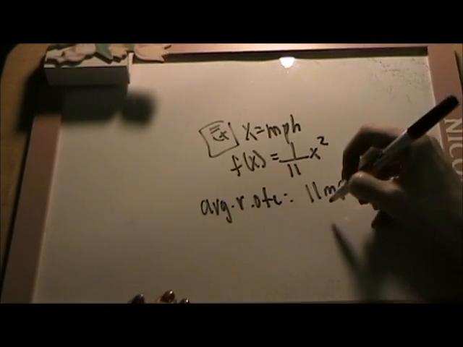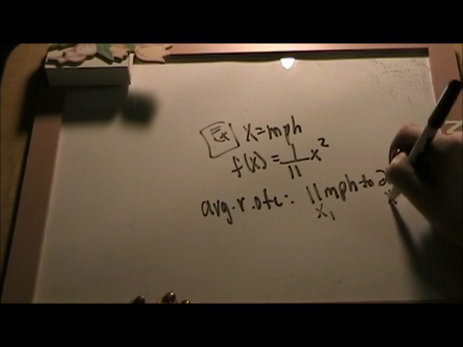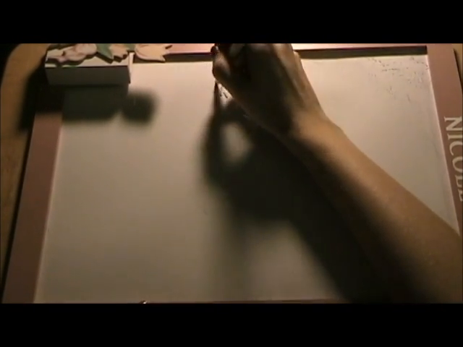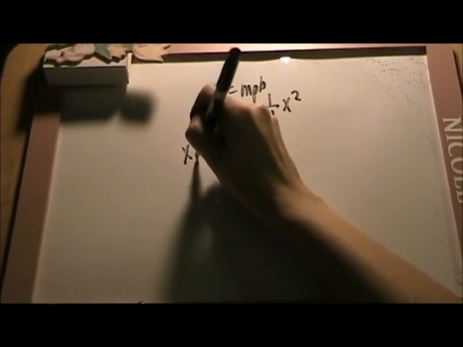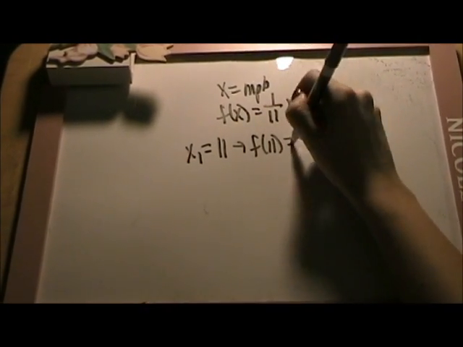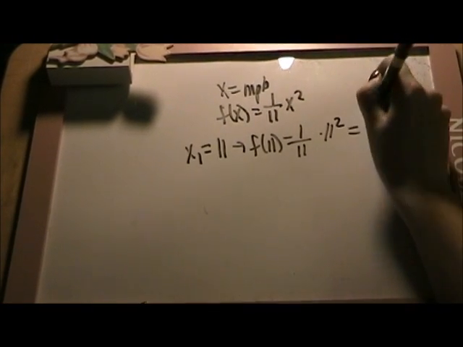X equals miles per hour, so we can say that this is x1 and this is x2. Which means then we can plug these in to the equation to find y1 and y2. I'm going to erase this real quick because I need more room. So I'll write it up here. X equals miles per hour. F of x equals 1 over 11x squared. So x1 we said would be the 11. We plug that into the equation. We get 1 over 11 times 11 squared equals 11.